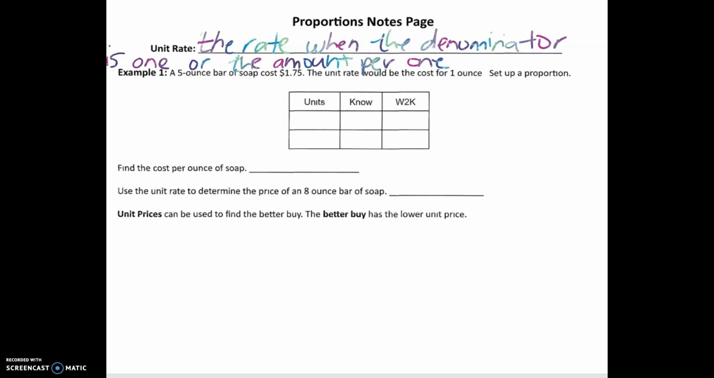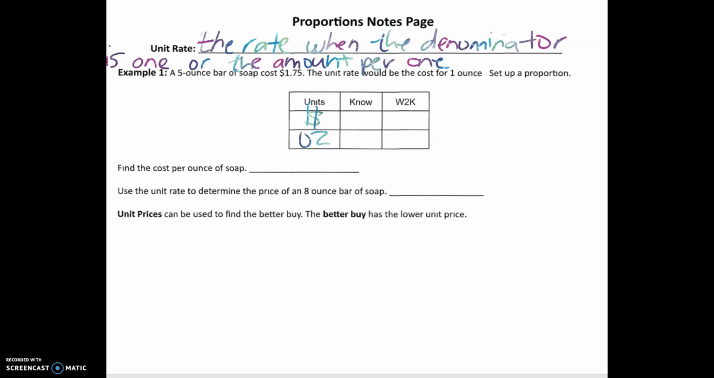So let's look at the example. Our first example says a 5-ounce bar of soap costs $1.75. The unit rate would be the cost for 1 ounce. Let's set up a proportion to help us find that. So this chart below says units, which is what we'll write out first, and then we write out what we know, and then at the end we put what we want to know. So let's do our units first. Our units are dollars, so dollars compared to ounces.